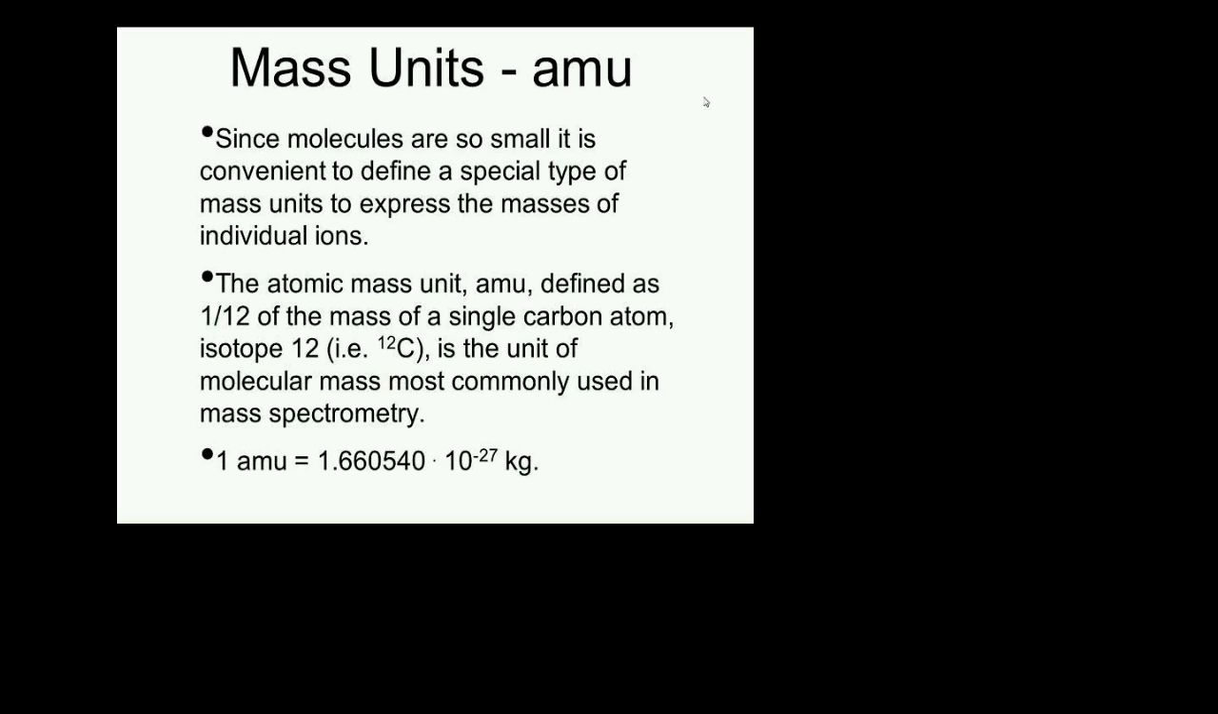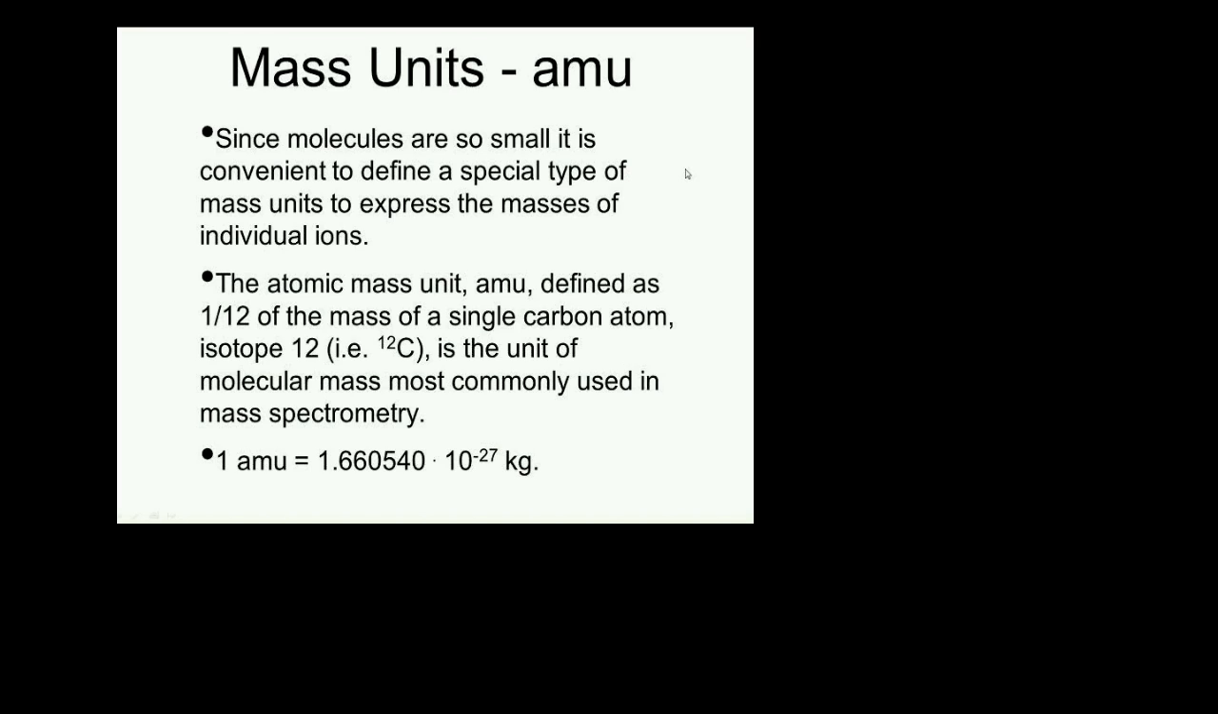And this is the unit of molecular mass which is most commonly used in mass spectrometry. So literally, when we talk about 1 AMU, we're talking about a particle that has a mass of 1.66 times 10 to the minus 27 kilograms. But nobody wants to deal with exponents like these, so what we do is we normalize everything to 1 AMU, and this is what we're going to be using.